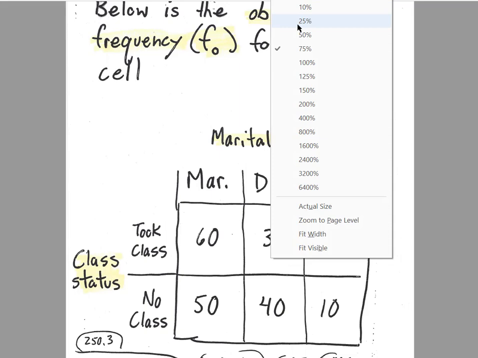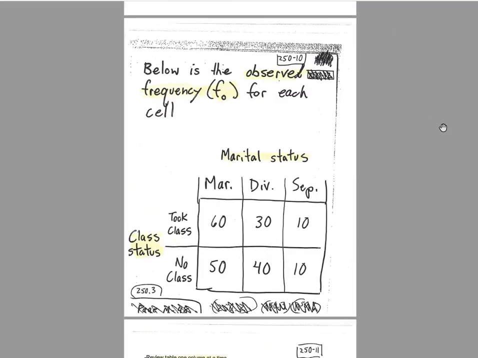Let's make that a little bit smaller so that we can see it all on one screen. Below is the observed frequency for each cell. Here's a symbol, F with an O subscript. We're going to see in a minute that's our symbol for observed frequencies. Before we talk about symbols and define our terms, let's first look at the big table.